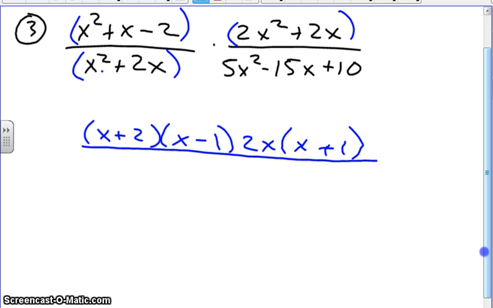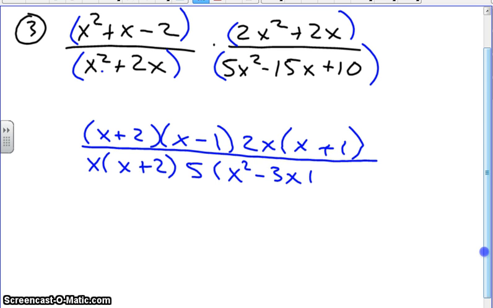Okay, and denominator right here. The first denominator, what can we factor out of that? Ellie, right here. What can come out of these two? X times x plus 2. Good. And then, what can we pull out of this? 5. So we're going to have a double factoring, huh? 5 times what? X squared minus 3x plus 2.